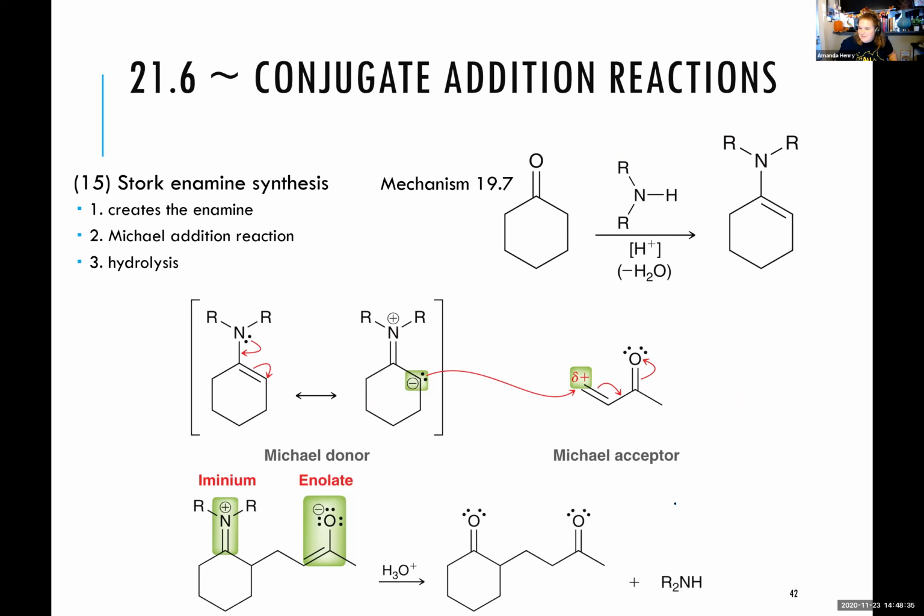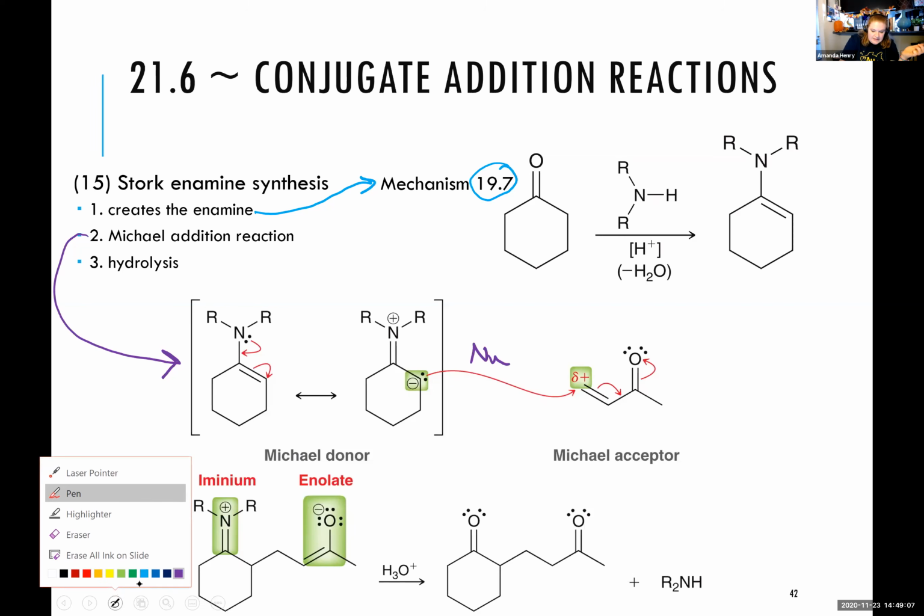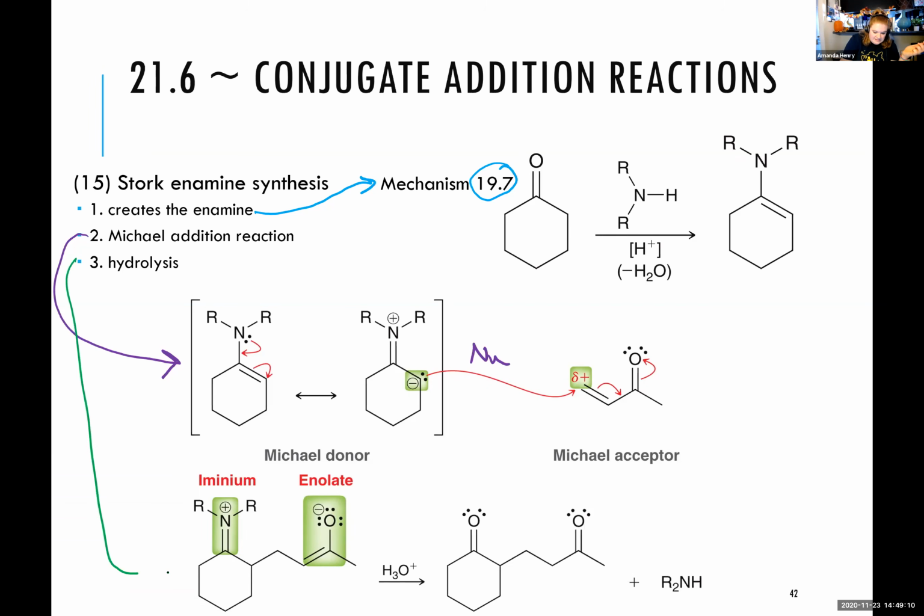Here's the mechanism, kind of a half version of a mechanism. That first part, making the enamine, we've seen this, chapter 19. I don't think this was one I had you guys remember for the test, but it's one we've talked about. Step number 2 then is the one we just looked at, the Michael reaction. So we have some resonance there in order to get to our enolate, and then we do our nucleophilic attack with a little bit of rearrangement. And then our last step is the hydrolysis.